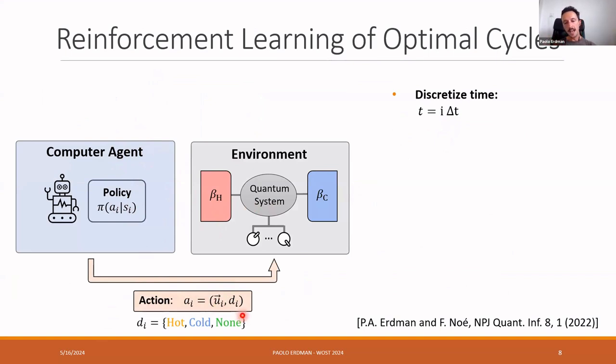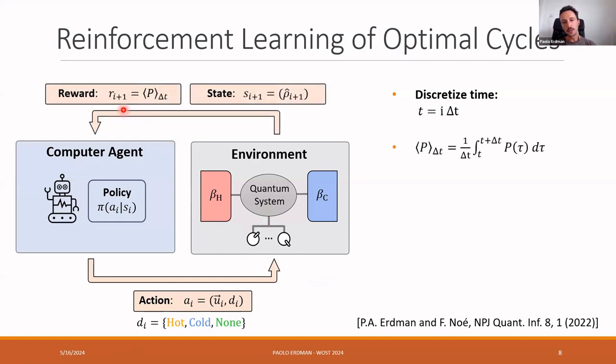And we additionally allow it to choose a discrete action D, which corresponds to whether we want to couple the system to the hot bath, to the cold bath, or to just a unitary evolution. And this is motivated by typical cycles where you have a hot stroke, a cold stroke, and so on. But we allow this to do it at every single time step dt. And then as reward, let's say as feedback to the agent, we choose, for example, in the power optimization case, we return what is the average power that was delivered in time step dt.